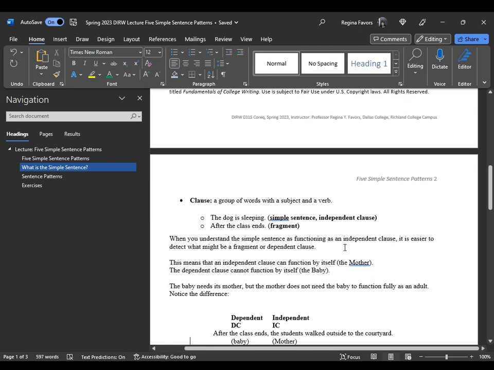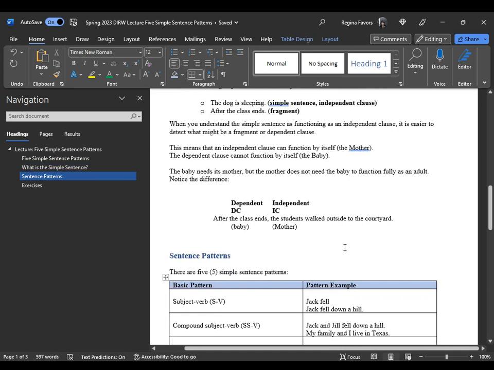When you understand the simple sentence as functioning as an independent clause, it is easier to detect what might be a fragment or dependent clause. And we're going to get into that later in the semester. I think the next lessons are not too far behind. This means that an independent clause can function by itself, which is the mother. The dependent clause cannot function by itself, the baby. The baby needs its mother, but the mother does not need the baby to function fully as an adult.